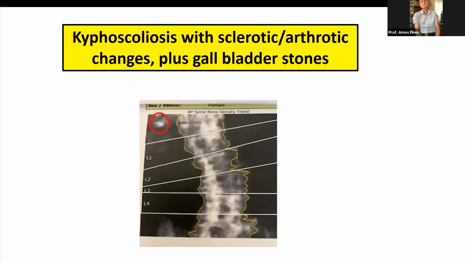What is more common is the following. First of all, you see again sclerosis, kyphoscoliosis, and arthrosis of the vertebra. But if you look at the upper right side, the upper belly, you see a focus. And this focus actually is gallbladder stones. Many times, gallbladder stones are asymptomatic. So again, this patient, if it's not known, you have to look into the image, see this finding, and send the patient for ultrasound to see the gallbladder.